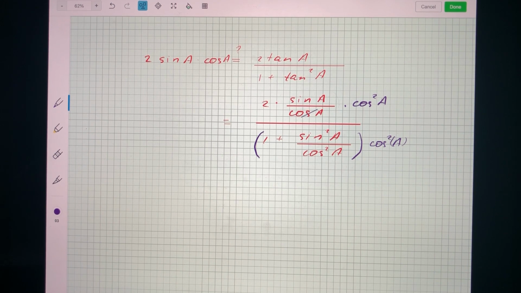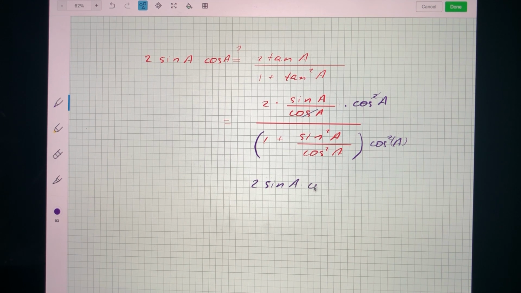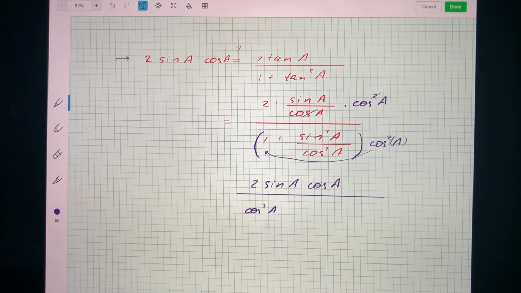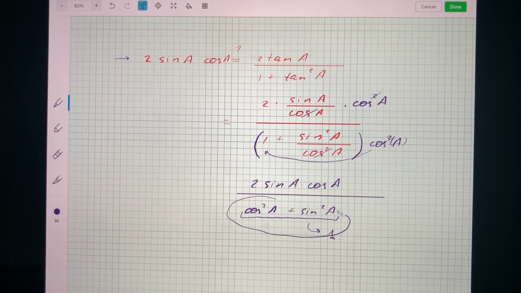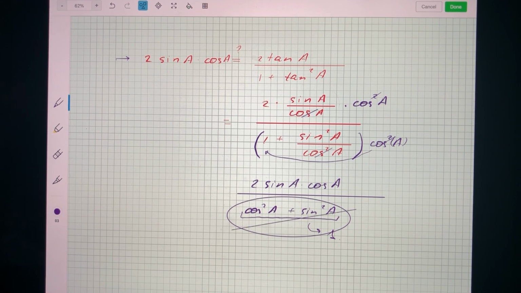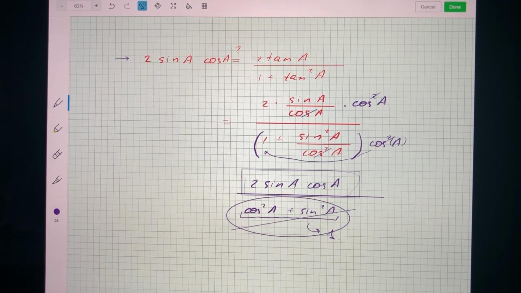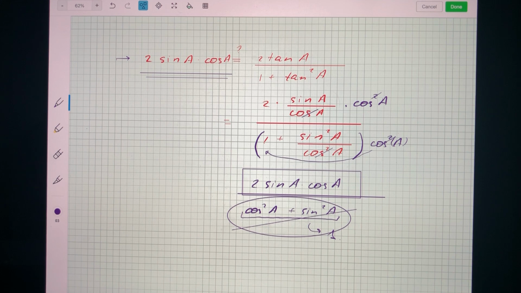So here, one cosine cancels with a cosine, making the top equal to 2 sine A times cosine A, which is good because that's exactly what we have on the other side. Now, what happens on the bottom is we have cosine squared times 1, that's cosine squared, and then cosine and cosine cancel off, making just sine squared. Now sine squared plus cosine squared is one of the Pythagorean identities, and that equals 1. So our entire denominator is just equal to 1, which means we don't have a denominator. We only have 2 sine A cosine A, which is exactly what we have on the left-hand side, and we have shown the identity is true.